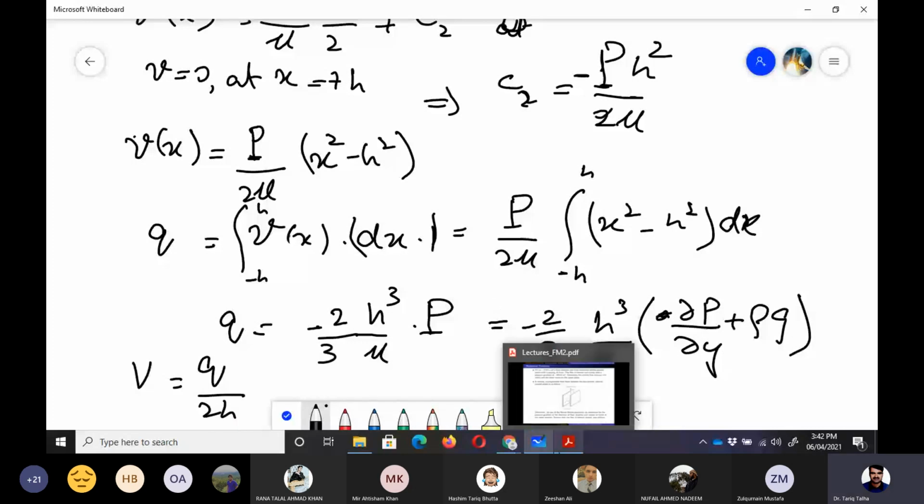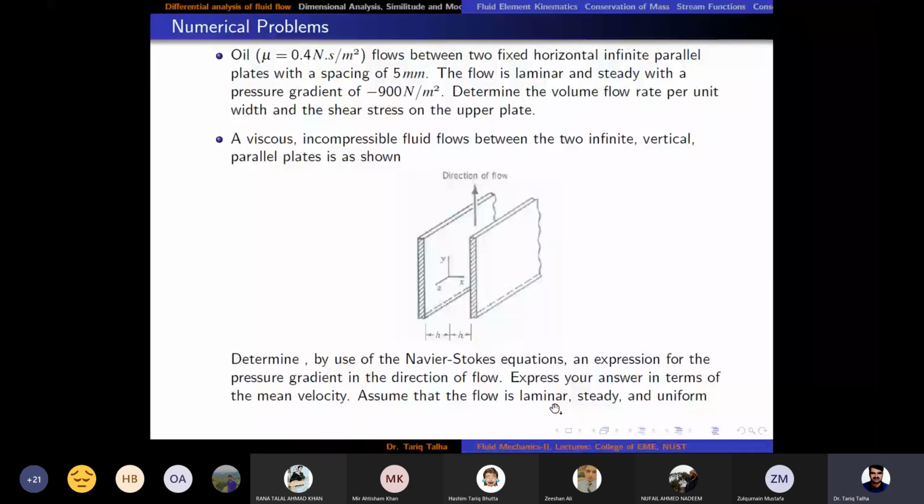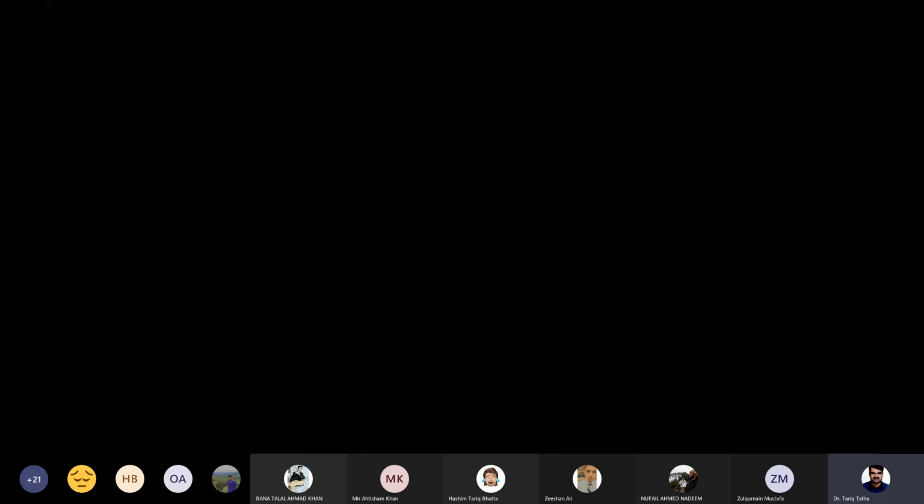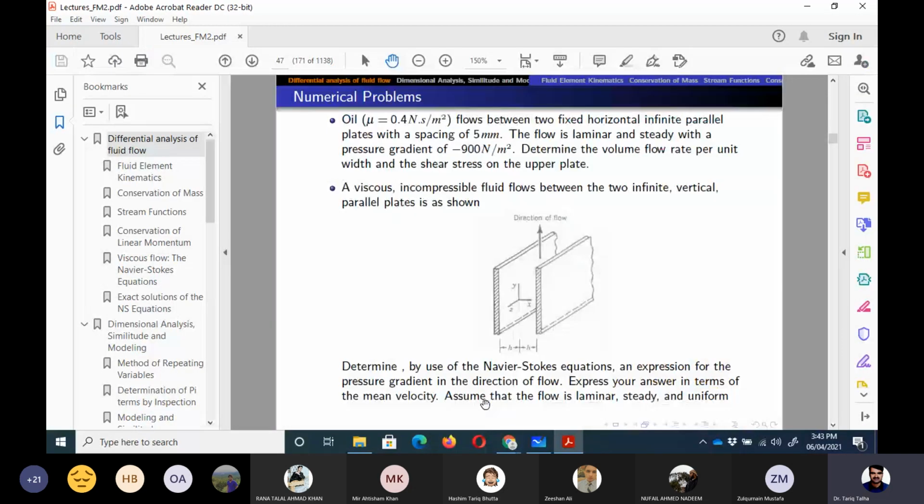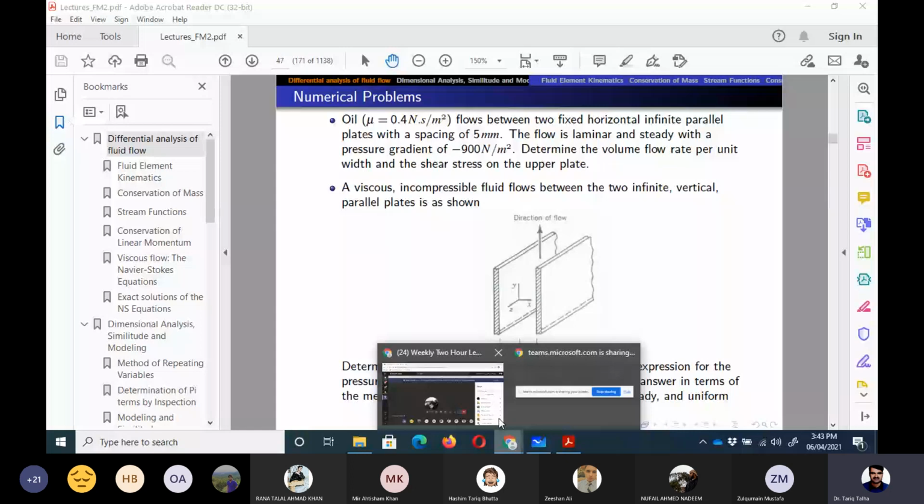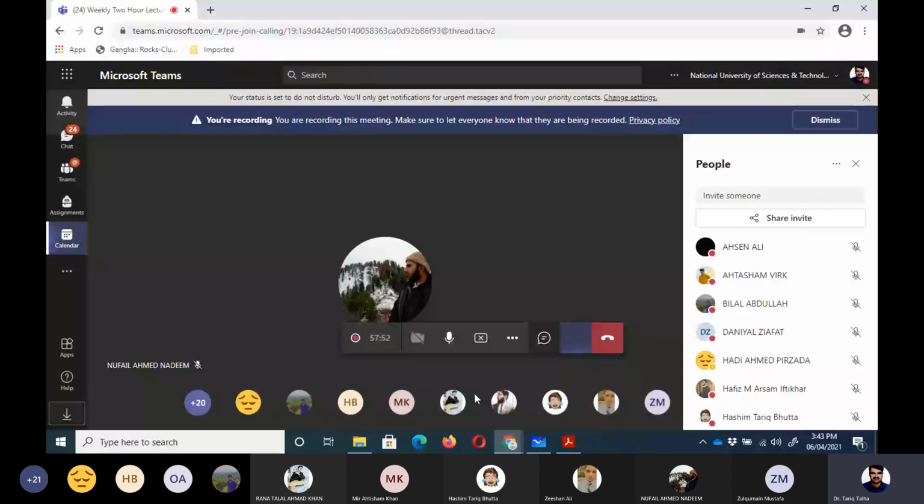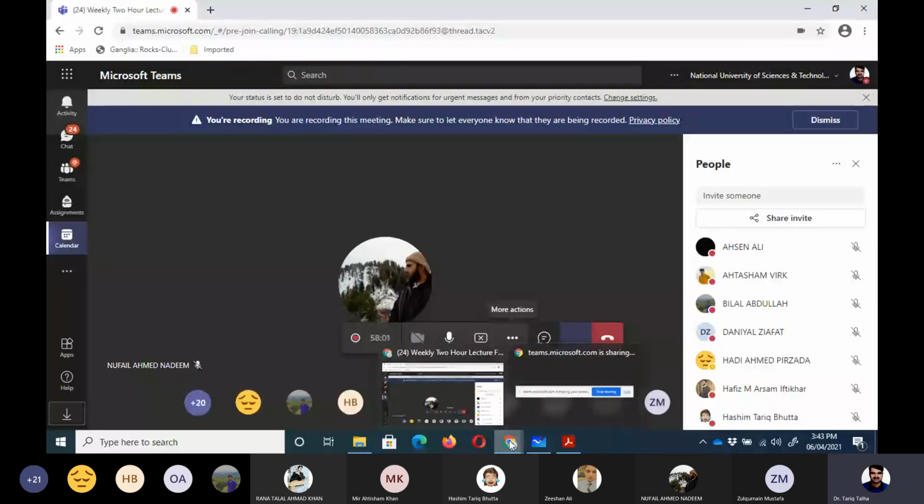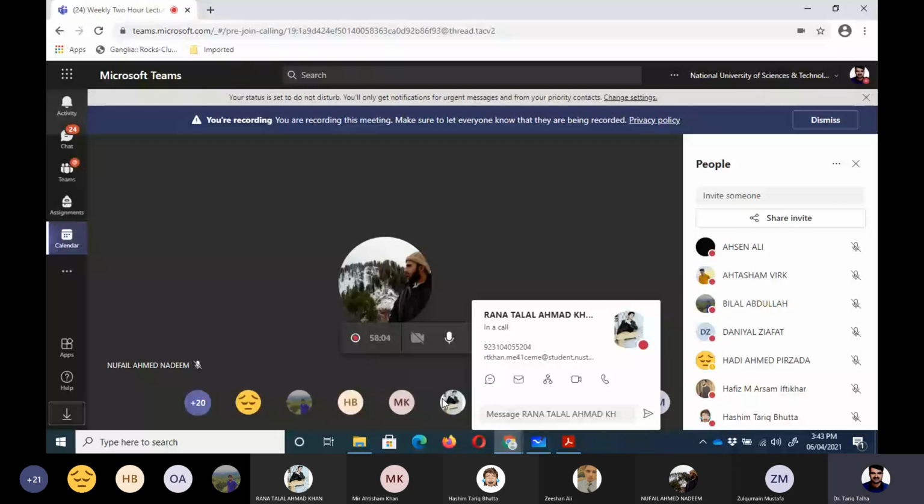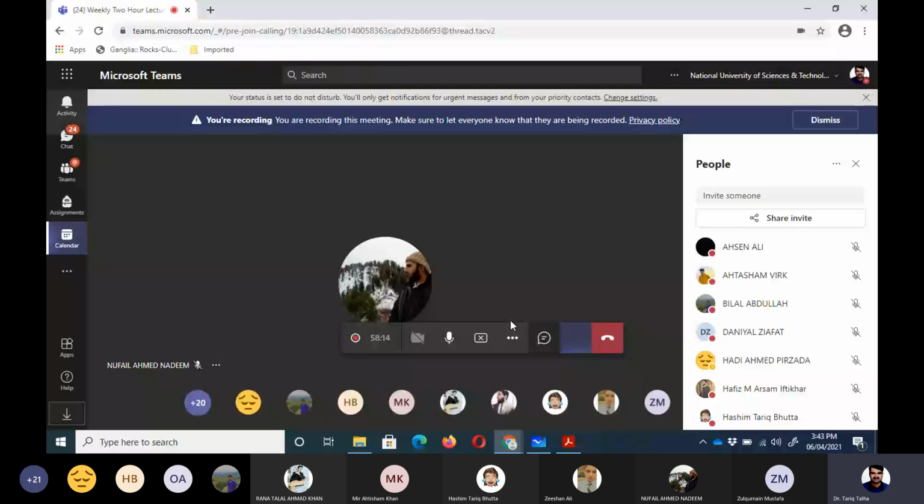So I hope that these two numerical problems are also quite understandable. If there is any query, you can let me know now. Otherwise, we can have a break for 10 minutes before we come back and discuss our next topic. Any query? Okay, it seems we are good, so we will meet in 10 minutes then. Thank you.